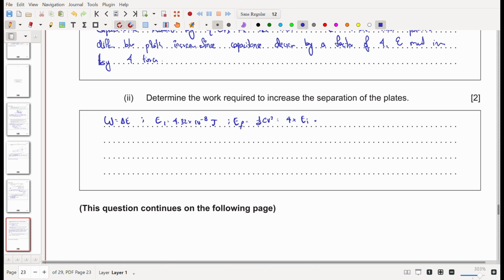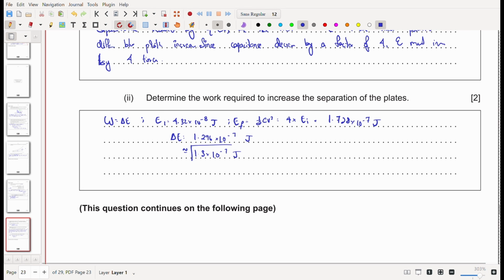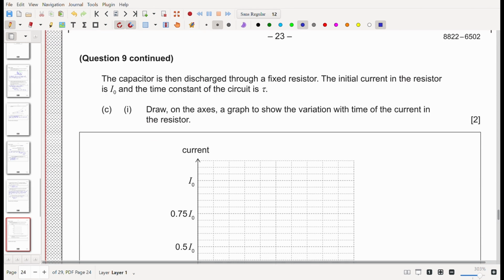Now this means that your final value is going to be 1.728 into 10 power minus 7 joules. Now delta E is simply going to be, we could also have taken delta E is equal to 3 times initial energy, but to make it more clear, we've gotten the final and we've got the initial. Just plug them straight into your calculator and subtract it. You will get 1.296 into 10 to the power of minus 7 joules, which is approximately equal to 1.3 into 10 to the power minus 7 joules. And that's it.